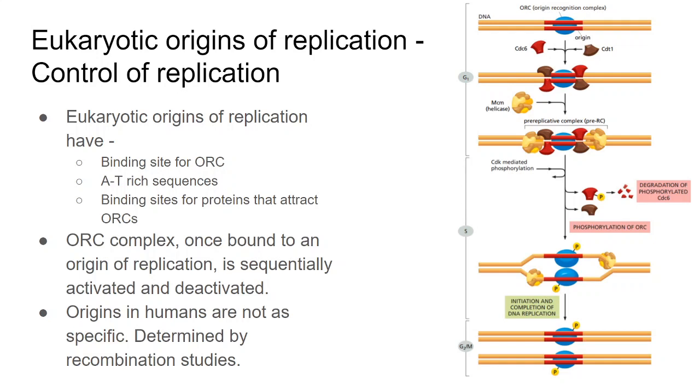They have a very precise sequence, and the protein binding to it is extremely precise. In mammals and eukaryotes, it is not as precise. It's kind of loose. So the origins of replication are binding sites for ORC. ORC is the origin recognition complex. They are AT-rich sequences. In the last lecture, we discussed why AT-rich sequences, because the adenine and thymine have only two bonds, so it's easier to break them than guanine and cytosine hydrogen bonds.